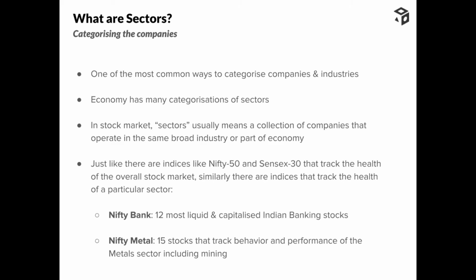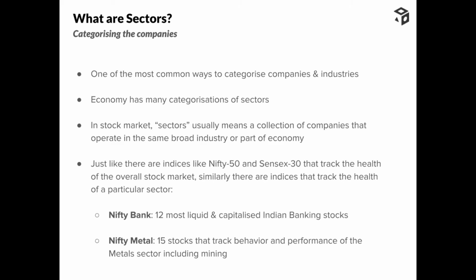The economy is categorized into different sectors, each with a different meaning. There are even categories like primary sector or secondary sector, manufacturing or services sector. All that everyone is trying to do is categorize a group of companies in a particular broader category. In the stock market, sectors have a very defined meaning: a collection of companies that operate in the same broad industry.